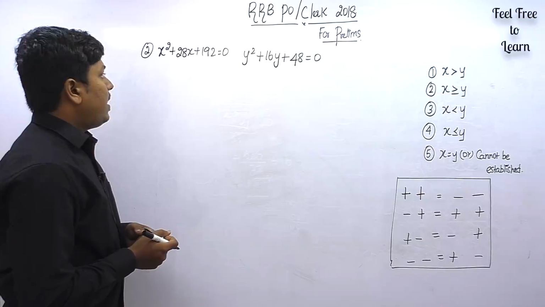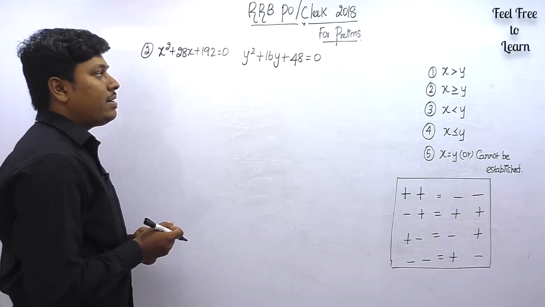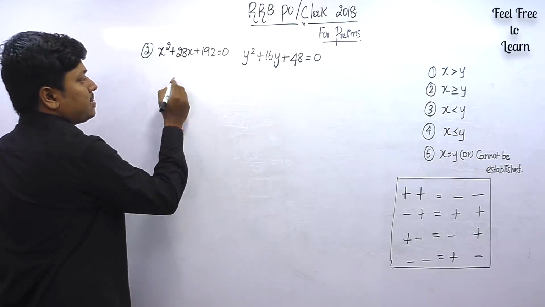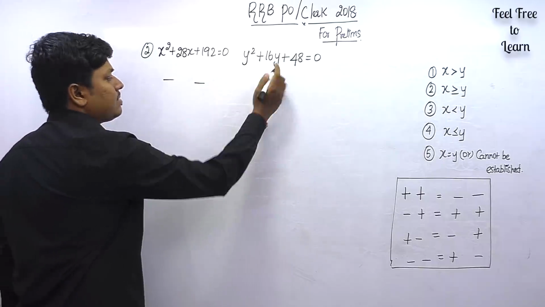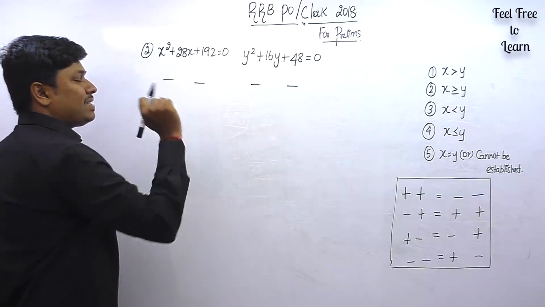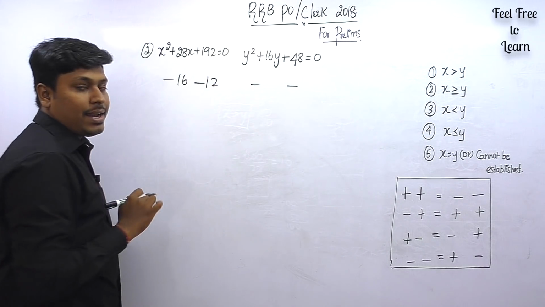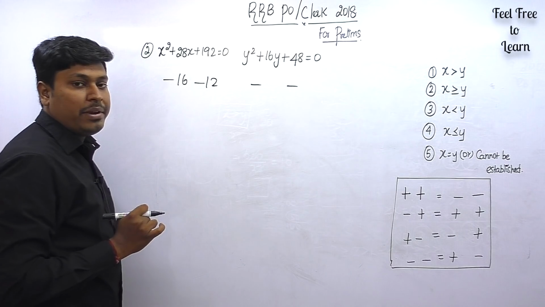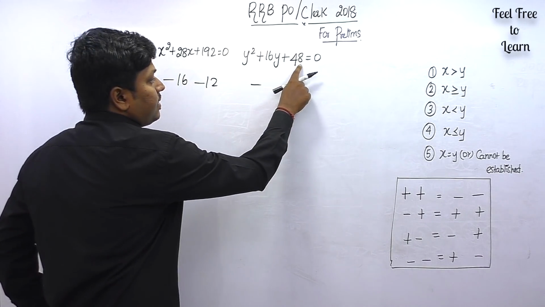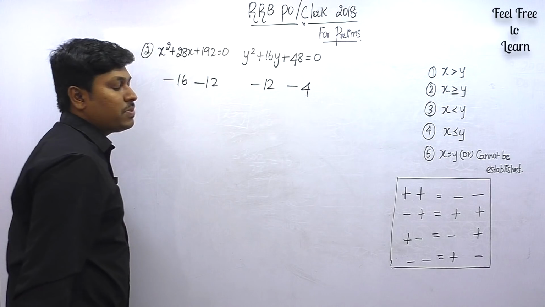Question number 2. x square plus 28x plus 192 equal to 0, y square plus 16y plus 48 equal to 0. Here both the terms are plus and plus, so we can directly say the factors will be minus and minus. Similarly for y, minus and minus, right? So for 192 and here we have 28: 16 into 12, right? When you add both the numbers, the result will be 28. So finally we can say that the factors will be minus 16 and minus 12. And here 48: 12 fours are 48. So finally we can say minus 12 and minus 4.